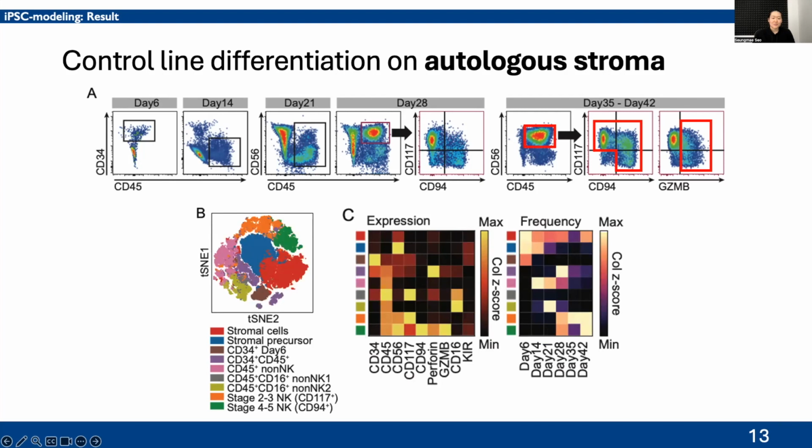Similarly, again, the TSNE plot here shows 9 clusters now. This one includes 2 of the autologous stromal cells, that's the blue and red. These are the CD34 and CD45 negative cells. So therefore, they are non-hematopoietic cells that are in the culture. And then we have CD34 positive cells in the brown cluster. That's the day 6 cells. And then we have the purple, pink, gray over here. These are the non-NK hematopoietic cells. And finally, we have NK cells in orange and green.